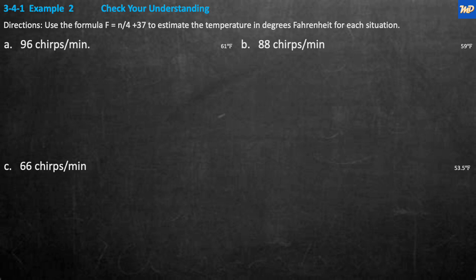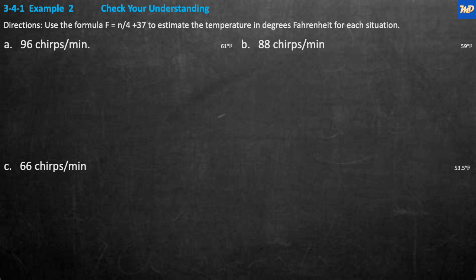Example 2, check your understanding directions. Use the formula F equals N divided by 4 plus 37 to estimate the temperature in degrees Fahrenheit for each situation listed. Okay, so go off and do it. When you get done, come on back and we'll see where it takes us.